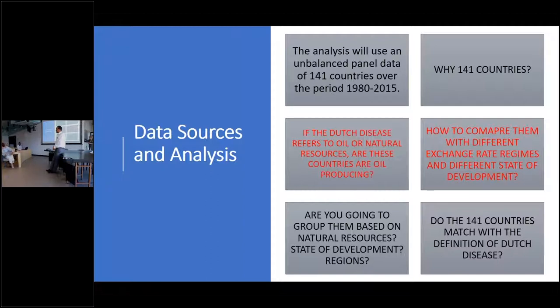Yeah. So, just a question. A country can be oil rich, but doesn't need to have Dutch disease. An oil-rich country doesn't have to have Dutch disease.